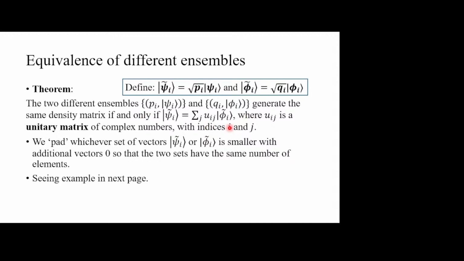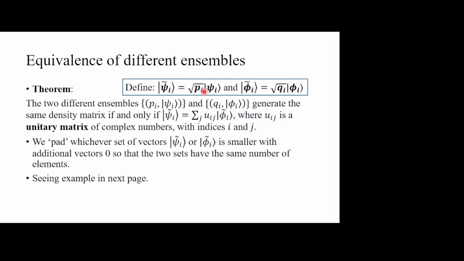So here we have a whole bunch of notation. We define the tilde notation because we want to simplify our notation a bit. We define the tilde notation to combine probability with vector. The square root of the probability times the vector is a tilde vector. A tilde vector is not normalized, because its probability is less than 1.